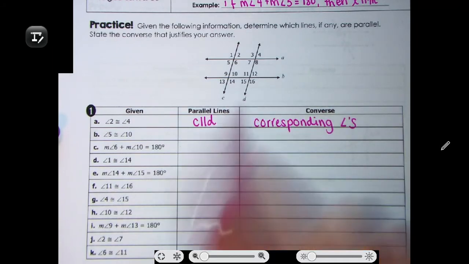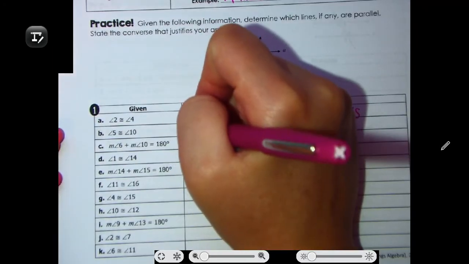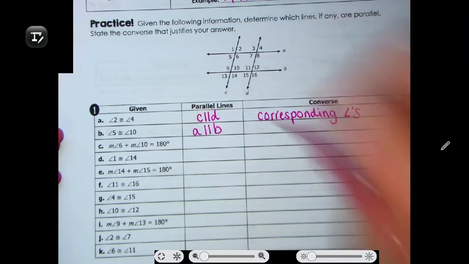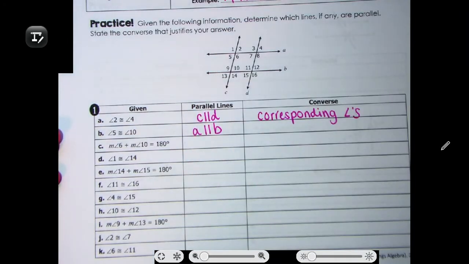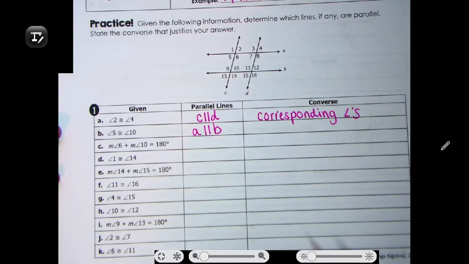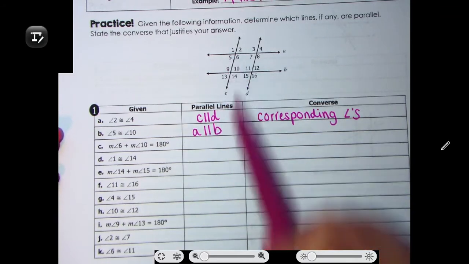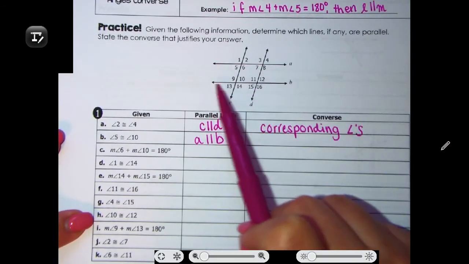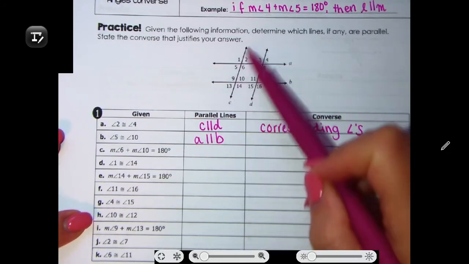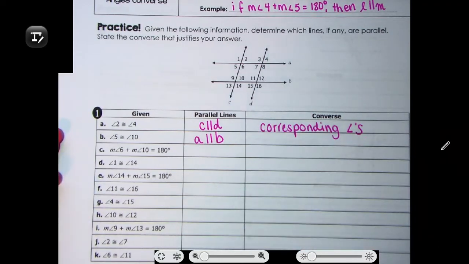Okay, they're not on C and D. So we would say A is parallel to B. So as we go through these, it should start to make a little bit more sense. So you can see 5 and 10, they're on A and B, and they're being cut by this transversal C. So this just takes practice, and you're going to do some practice after this as well.